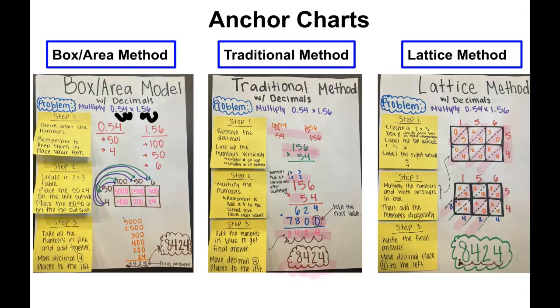And then as you can see, in step 3, we write the final answer here, and we moved the decimal place 4 places to the left. You start at the right and go to the left.